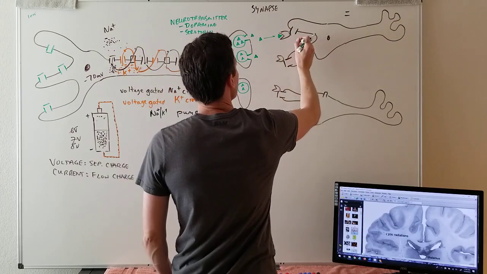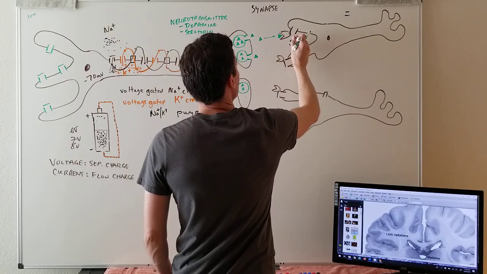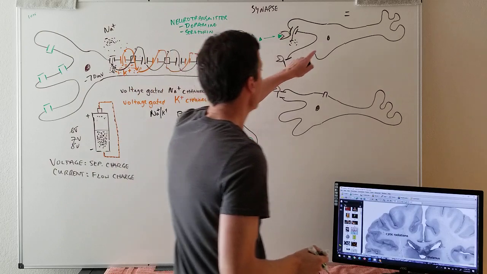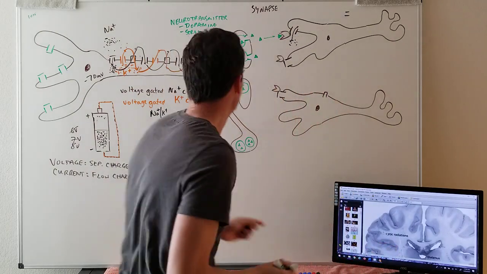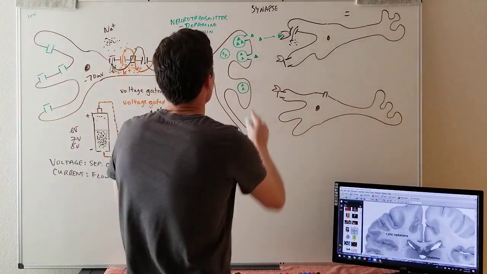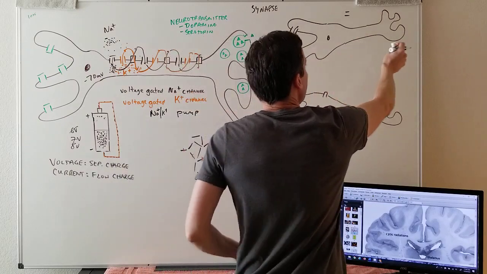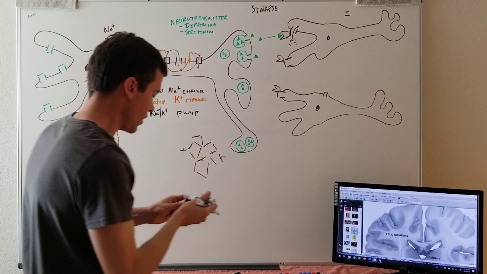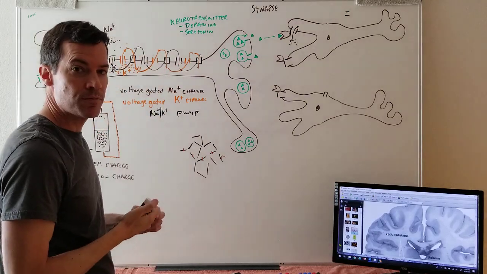When the door opens, there's a bunch of sodium outside, and that sodium will rush in. And that's the beginning of trying to get this nerve cell to carry on the message. So electricity, chemical, electricity, chemical, going to another nerve cell, electricity, all the way across. And that's how we send messages.